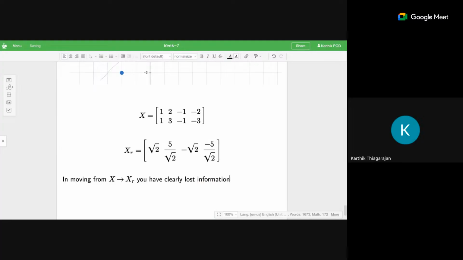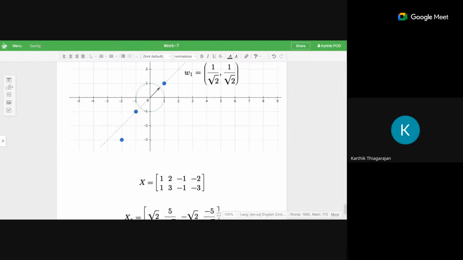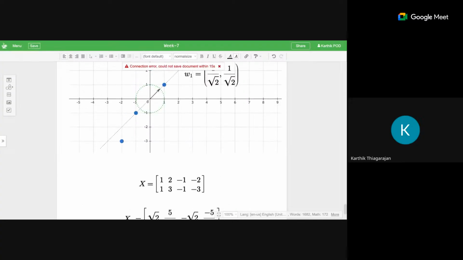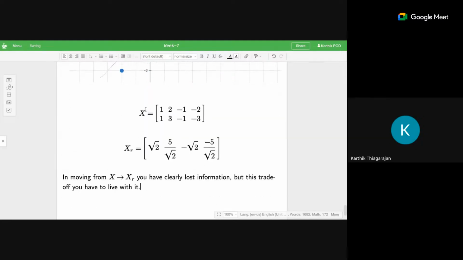But this is a trade-off that you have to live with. That's the whole point of PCA. PCA is not going to work always. After learning all this, you have to understand that it's not guaranteed to work. Maybe at some other time we can discuss when it will not work. But if your data set really lives in a one-dimensional subspace, with a very small error here and there, then it's very good. This will be a very good approximation of X, and you have managed to reduce one dimension.